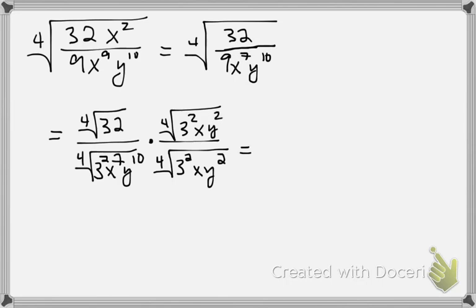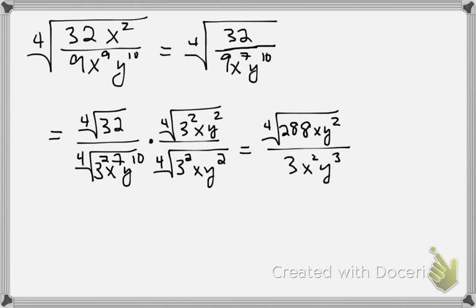So up top, that winds up being one big happy fourth root. And since those are insides, we multiply them, right? Yeah. 288 xy squared for the numerator. 3xy. You guys agree? And on the bottom we have 3x squared y cubed.